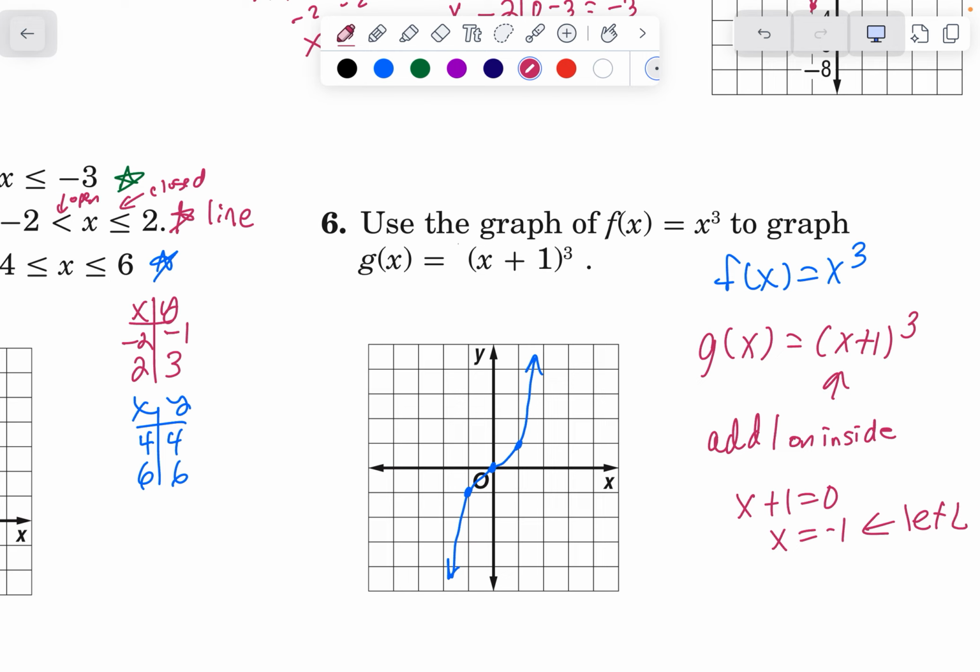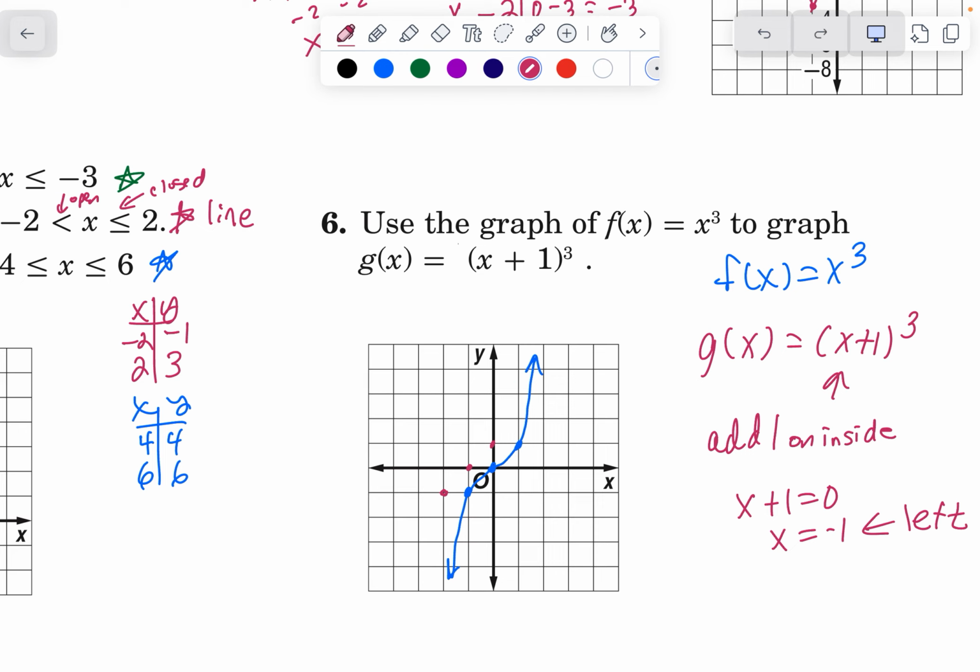So it's weird. Inside is always ambiguous. Set the inside equal to 0. You'll find out where the center has moved. That's probably the easiest way to go. So if we just pick up each one of these points and scooch them over to the left one, we get the new graph. So we should expect that the new graph lives right here.